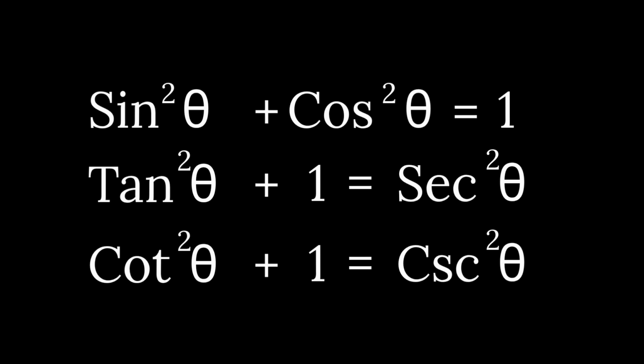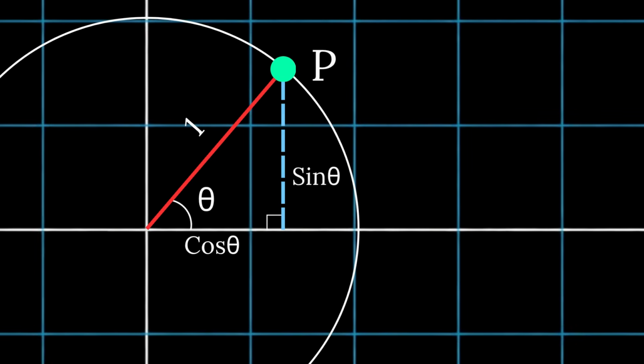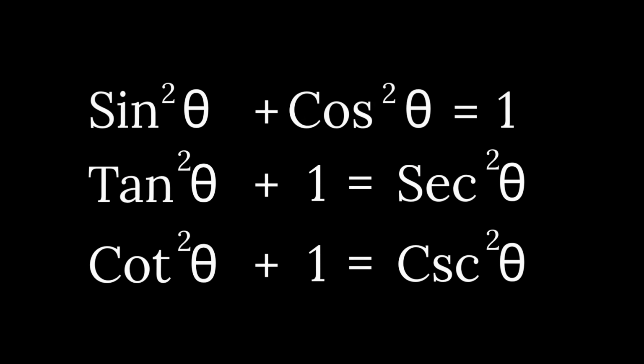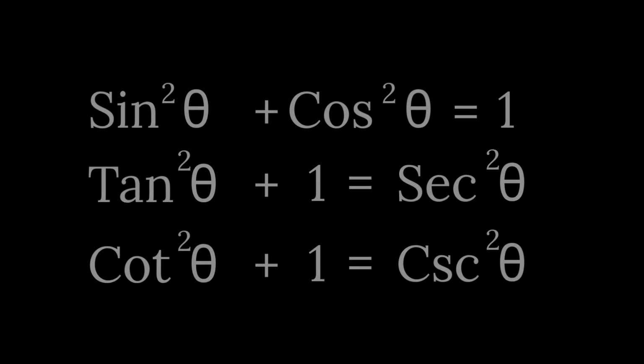But to me, this isn't too satisfying. We had such a beautiful way of deriving the first identity from the unit circle, but the other two just came from simple division. I want to know if there is another way of finding these two geometrically, and it turns out there is a way.